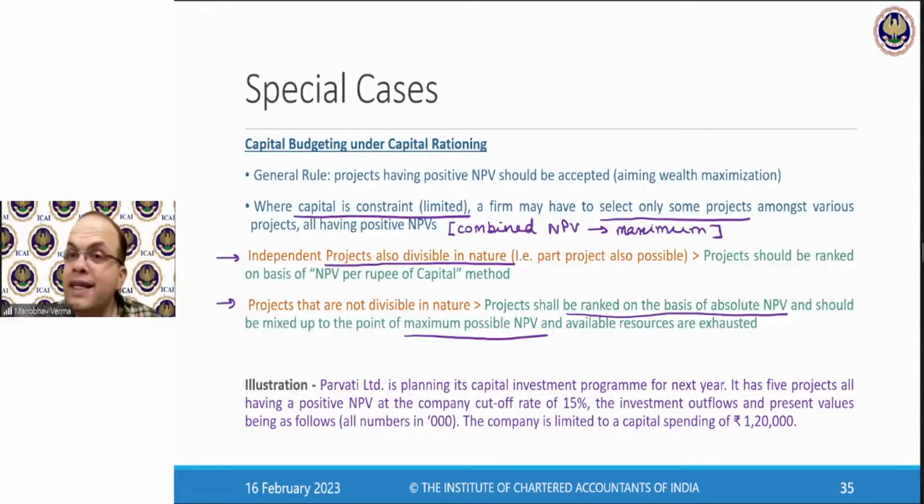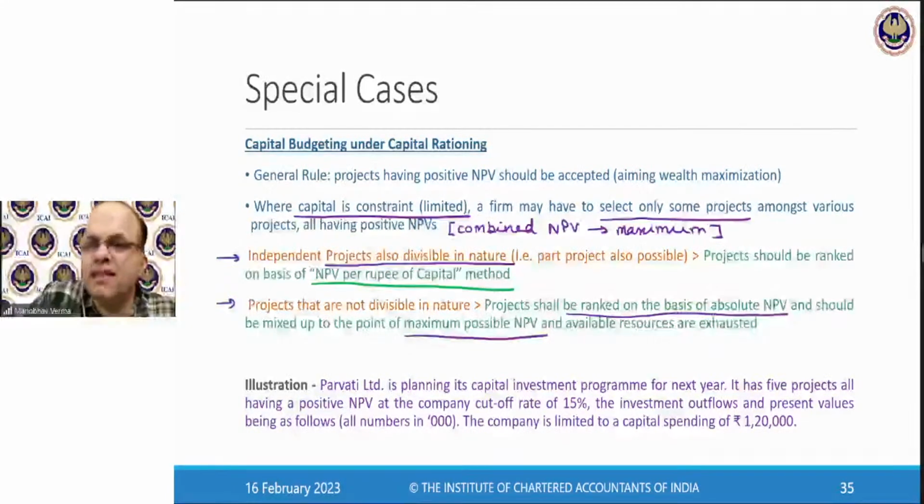However, the interesting aspect is, if my project is divisible in nature, then it could be possible that we could invest every penny. We might be able to select part of the project, so whatever funds are with us, we can use on that part as well. In that case, the ranking will not be on the basis of absolute NPV, but will be based on NPV per rupee of capital invested, guys. I'm sure some of you may not be able to understand this easily, so let's talk about this situation with the help of an example here.